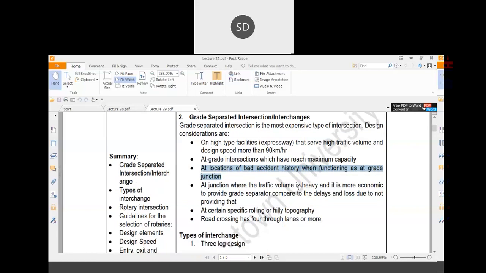Also, at a junction where the traffic volume is heavy, it is more economic to provide a grade separator compared to the delays and losses due to providing the at-grade intersection. Suppose your traffic volume is very high, and to operate that intersection there are different delays and the queue formed by the vehicles is huge. To minimize the traffic congestion, you need huge time. Suppose one traffic congestion occurs and you need 1 hour to dissipate it. In such a situation, you can provide a grade separated intersection.